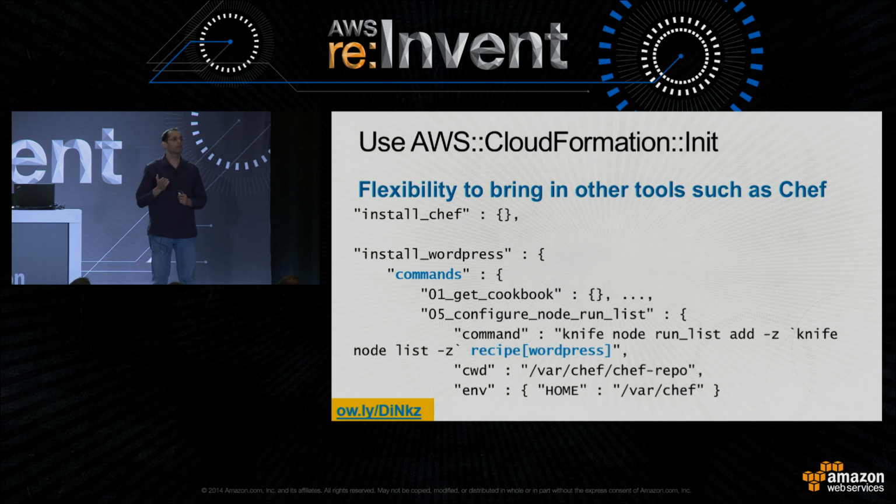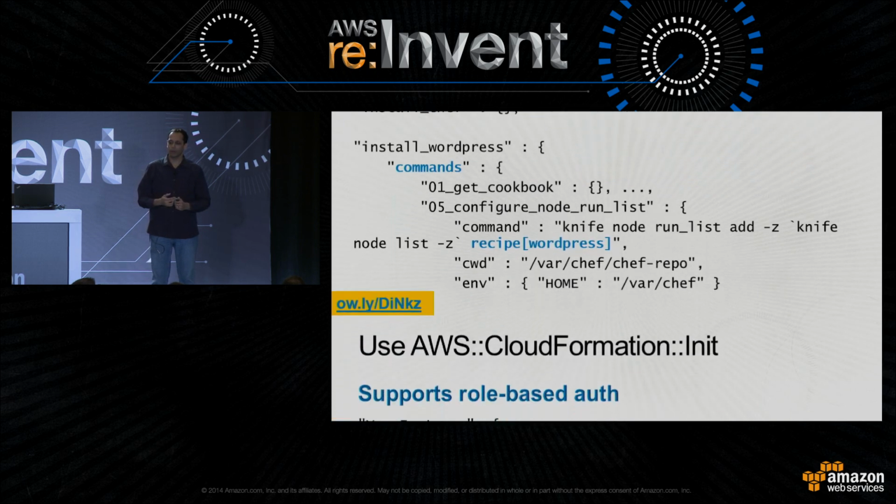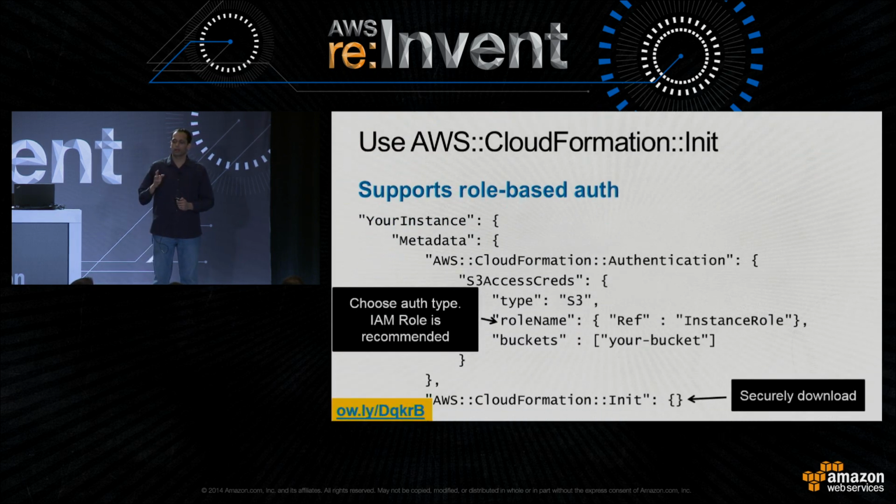You still have the control to bring in tools of your choice. So in this snippet, I'm using CloudFormation Init to install Chef client and Knife, and then using a Chef recipe to install the application that I actually want to run on that stack. We support lots of different ways of authentication, using IAM roles, access keys, username and password if you want to download something from GitHub. Obviously, our recommendation is to use IAM roles wherever you can.